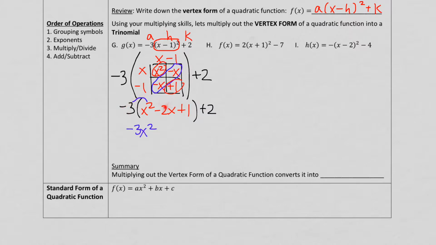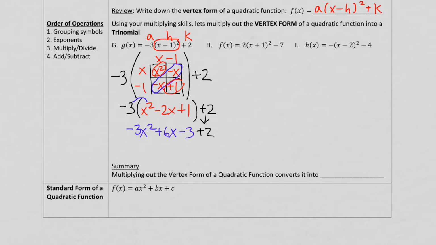-3 times a -2x. Guys, when you do this stuff, say it out loud so you can hear the signs. A negative times a negative, we know is a positive. So this will become positive 6x. Again, talk yourself through the math. And then a -3 times a +1 is a -3. But notice how in this case, I still have this +2 that I haven't used yet, so it's still here in my work.